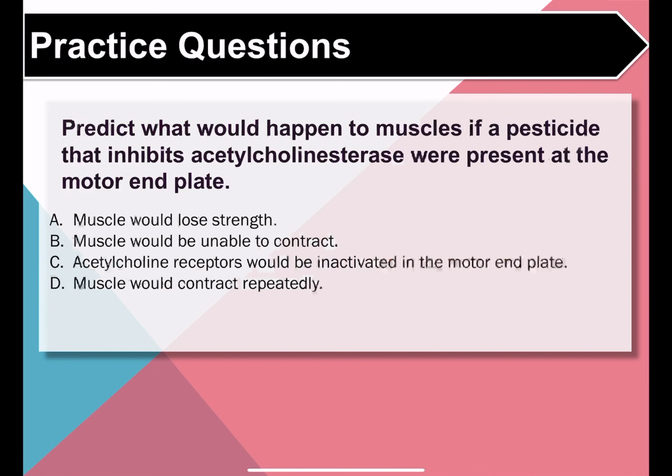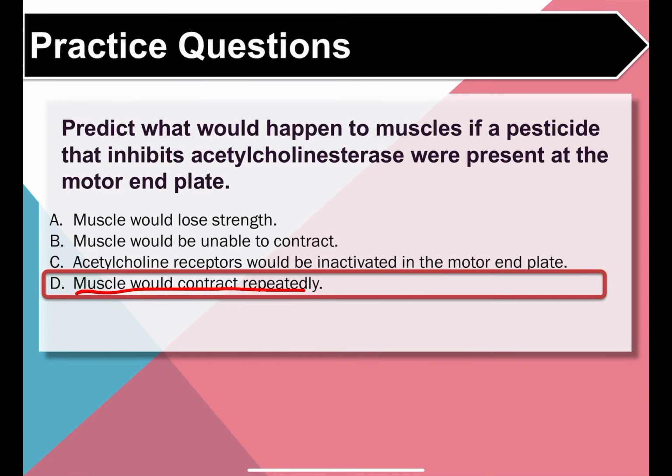Predict what would happen to muscles if pesticides that inhibit acetylcholinesterase were present at the motor end plate. Oh, then we're in trouble because now this enzyme that is supposed to get rid of ACh is inhibited, so your muscle will contract repeatedly. So it's kind of like spraying pesticide on us and freezing our muscles up, okay?